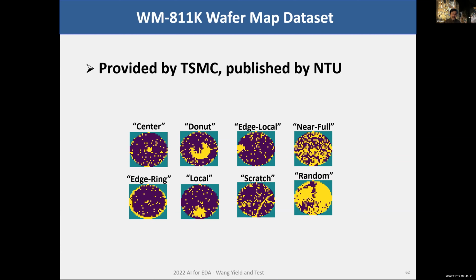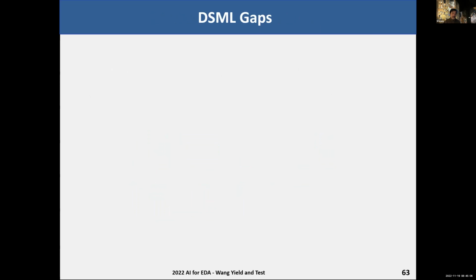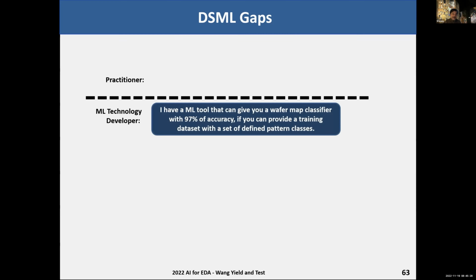In the data set, they define eight label classes. And there's also one class called none, which denotes that the wafer map has no patterns. So the point is that given such a data set, it's very natural to treat it as a multi-class classification problem. Well, suppose we have a way to solve that classification problem to the best we can. Then in an application, we actually run into this situation. From the machine learning technology provider, which is us, this is what we provide. I tell the company that I have a machine learning tool that can give you a wafer map classifier with 97% accuracy if you can give me a training data set with a set of defined pattern classes.